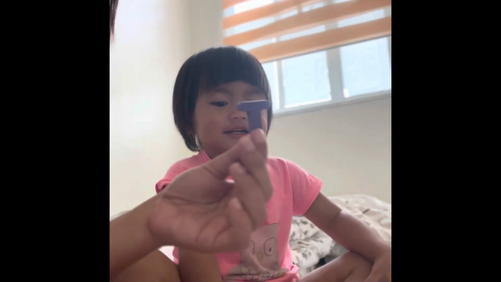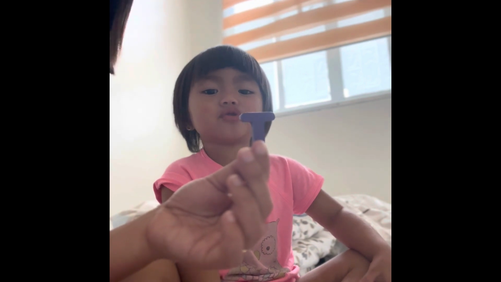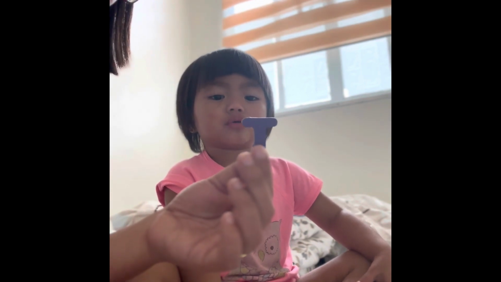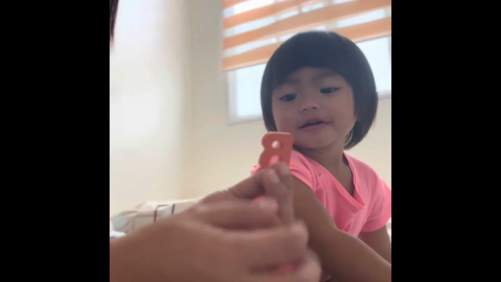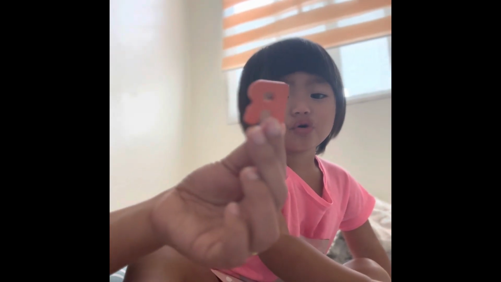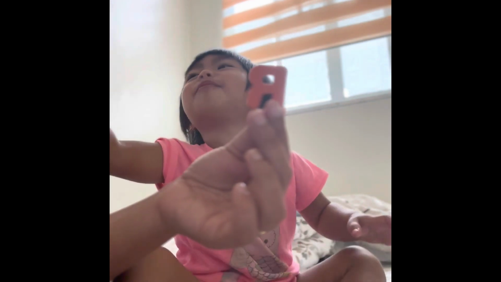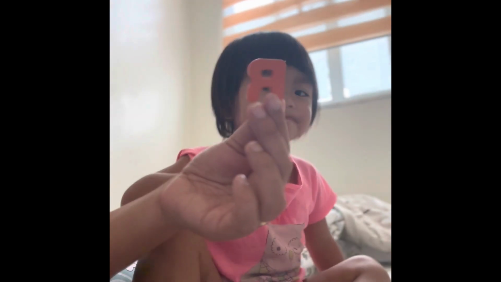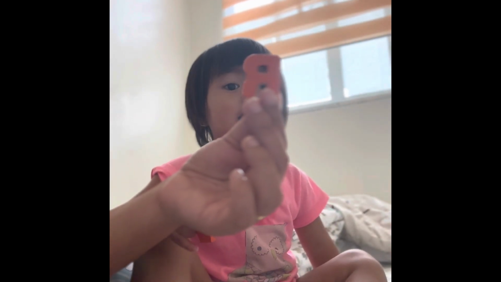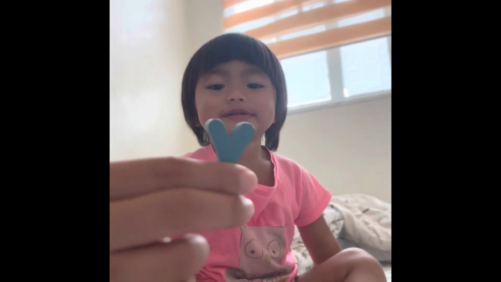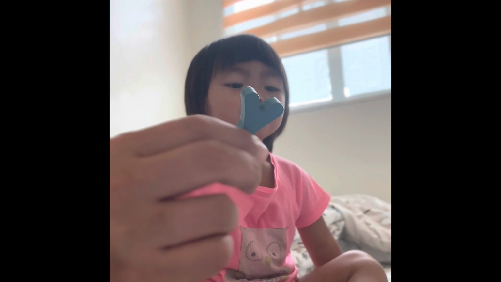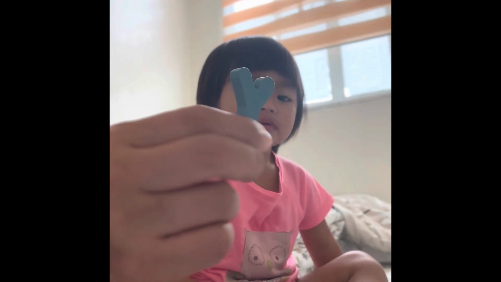This one, what letter is this? Letter T. T. This one, what letter is this? This one is? Baboy. Letter R. Ito. Baboy. What letter is this? This one is letter Y.